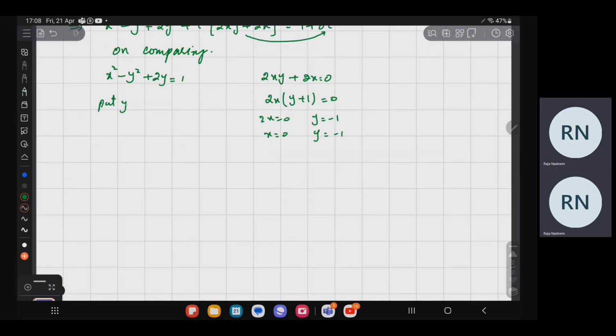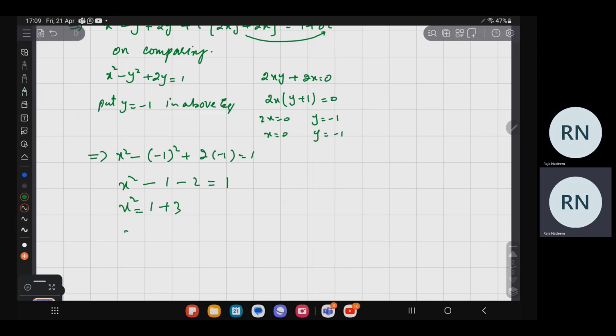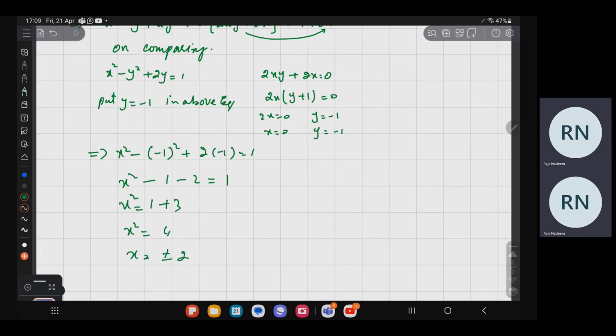Put y equal to minus 1 in the above equation, which means x squared minus 1 squared plus 2 times minus 1 is equal to 1. So x squared minus 1 minus 2 is minus 3, so it is 1 plus 3. x squared is equal to 4, x is equal to plus or minus 2.